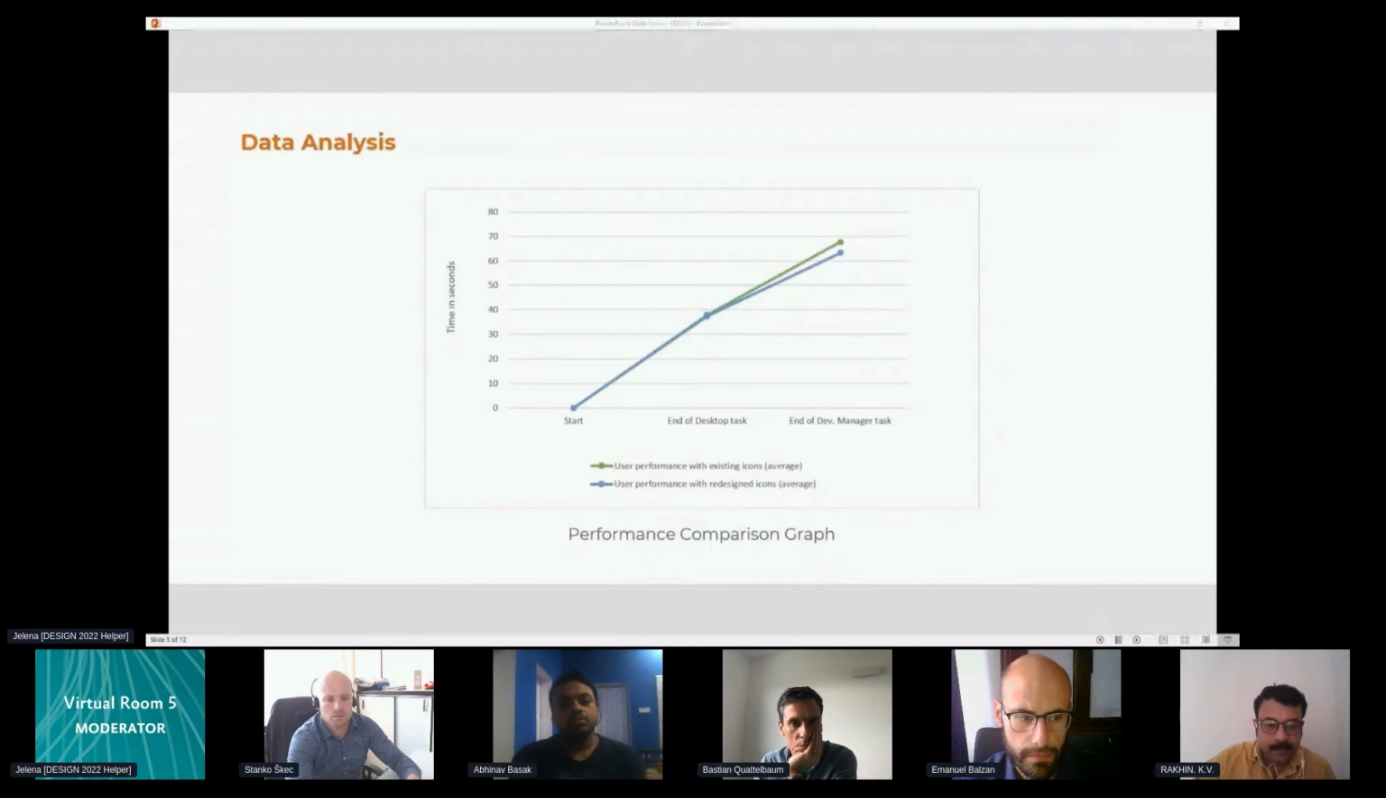The task performance efficiency increases by 1.5% when using redesigned icons against the existing icons on the desktop prototype, whereas there's a massive 12.84% performance boost when using redesigned icons against the existing icons on the device manager prototype, as shown in the graph. This confirms that the pictorial icons provide better efficiency where precision is involved.